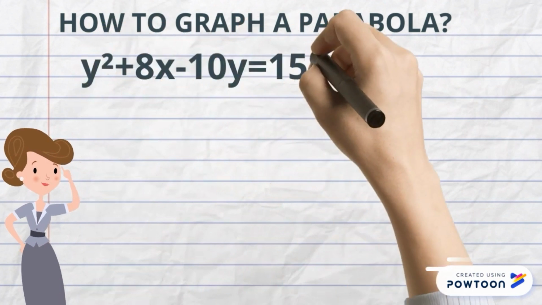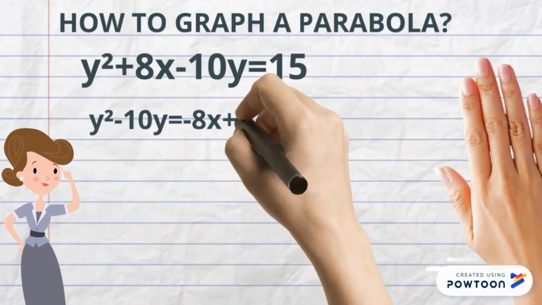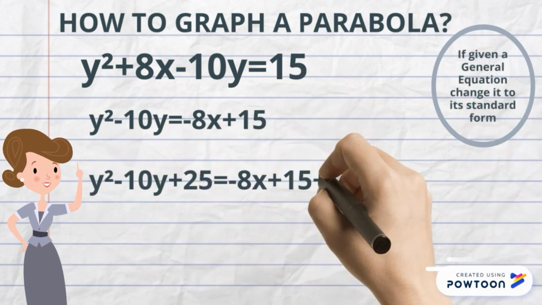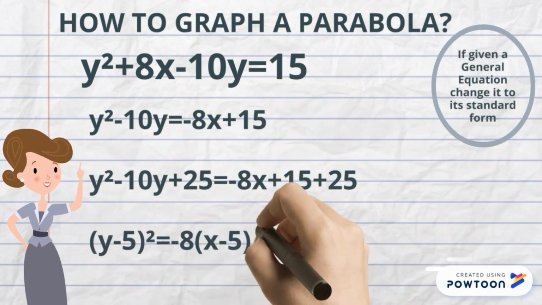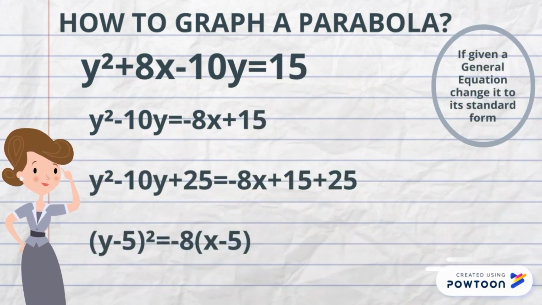If you are given a general equation, you should first change it into its standard form. To find the standard form, you should first combine the like terms and transpose the unlike terms on the other side. In this case, it would be y squared minus 10y equal negative 8x plus 15. We should first complete the square to have a perfect square binomial.